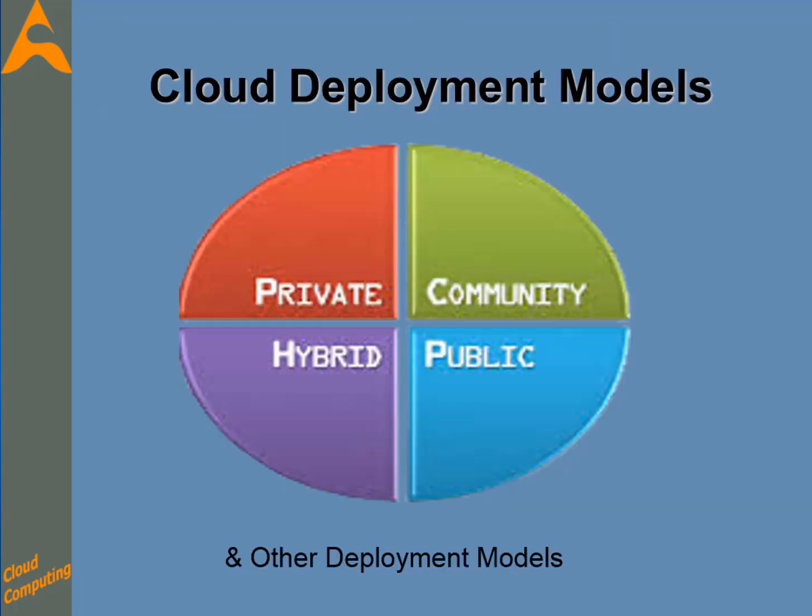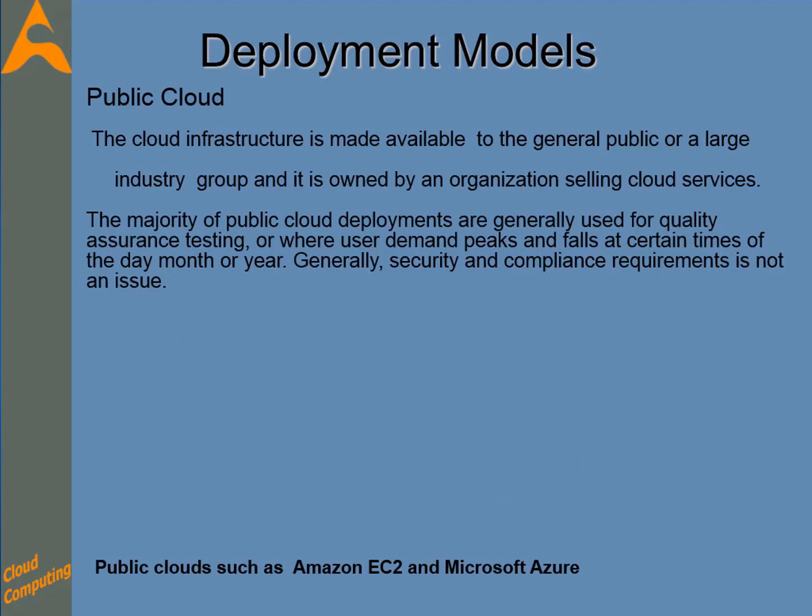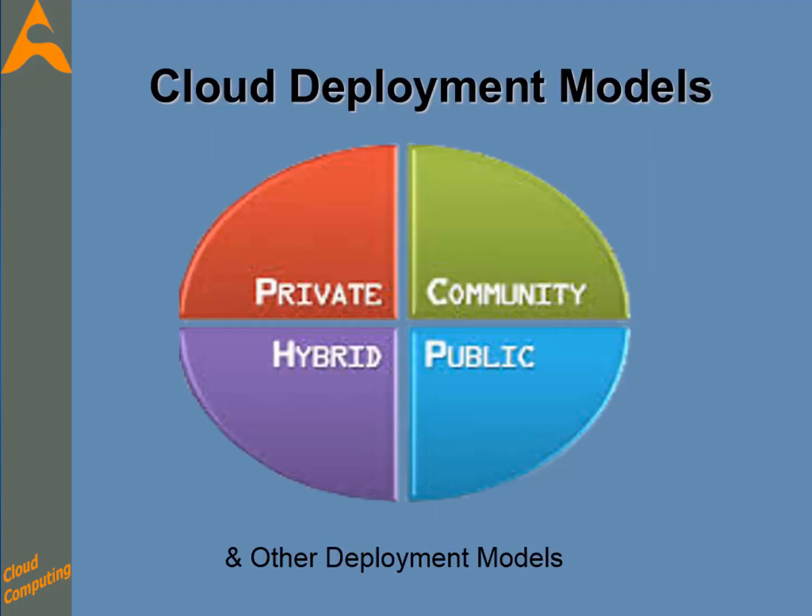Now let's start with cloud deployment models. A cloud deployment model represents a specific type of cloud environment, primarily distinguished by ownership, size, and access. There are 4 common cloud deployment models: public clouds, community clouds, private clouds, and hybrid clouds, and there are some other deployment models, which will be discussed in brief. You can see the list of deployment models on your screen.